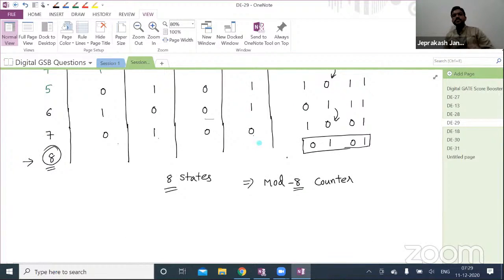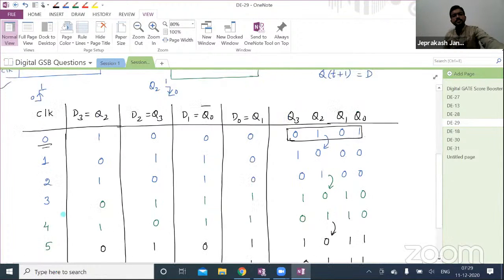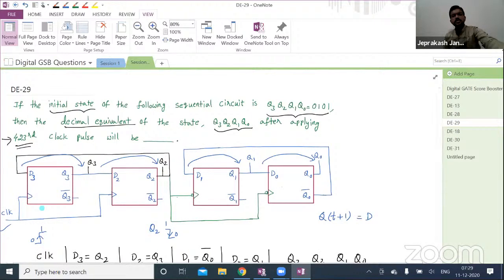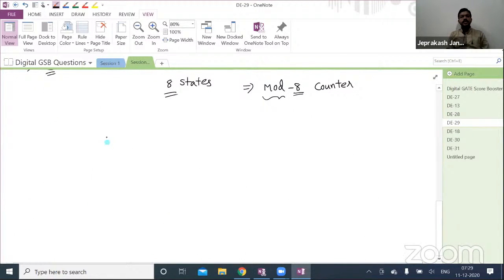So here, the word we have been given is mod. Mod is nothing but modulus, right? In the question they have asked for the 423rd clock pulse. So whatever the mod number is, divide the requirement by it. After applying 423 clock pulses, you are supposed to know the state of the counter, so divide this number by the mod value. 8 5s are 40, remainder is 23. 8 2s are 16, remainder is 7, right?